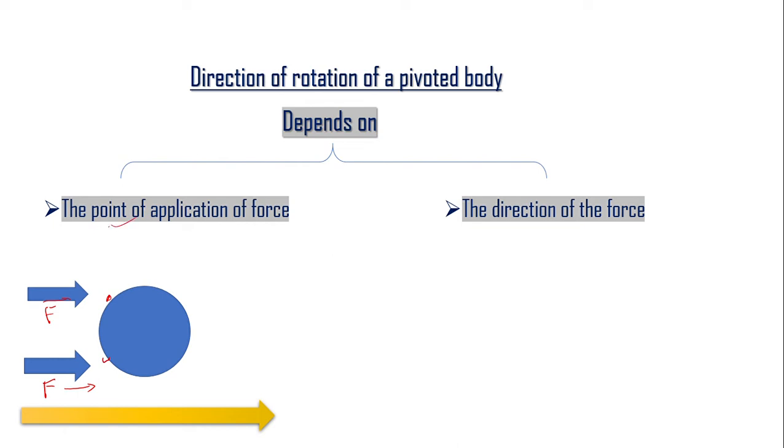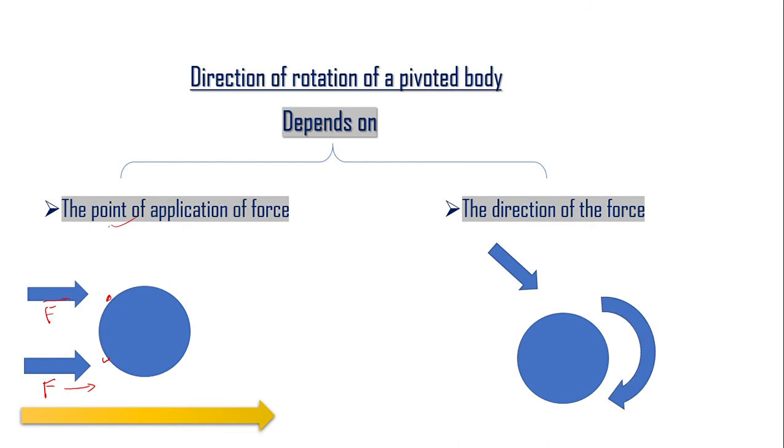Second is the direction of force. If the force is applied in this direction, the body will perform a clockwise motion, and if the direction changes, if it is in the opposite direction, it will perform an anti-clockwise motion. So here the direction is changing, it is an opposite direction, hence the direction of rotation is also changing. So these are the two factors on which it depends.